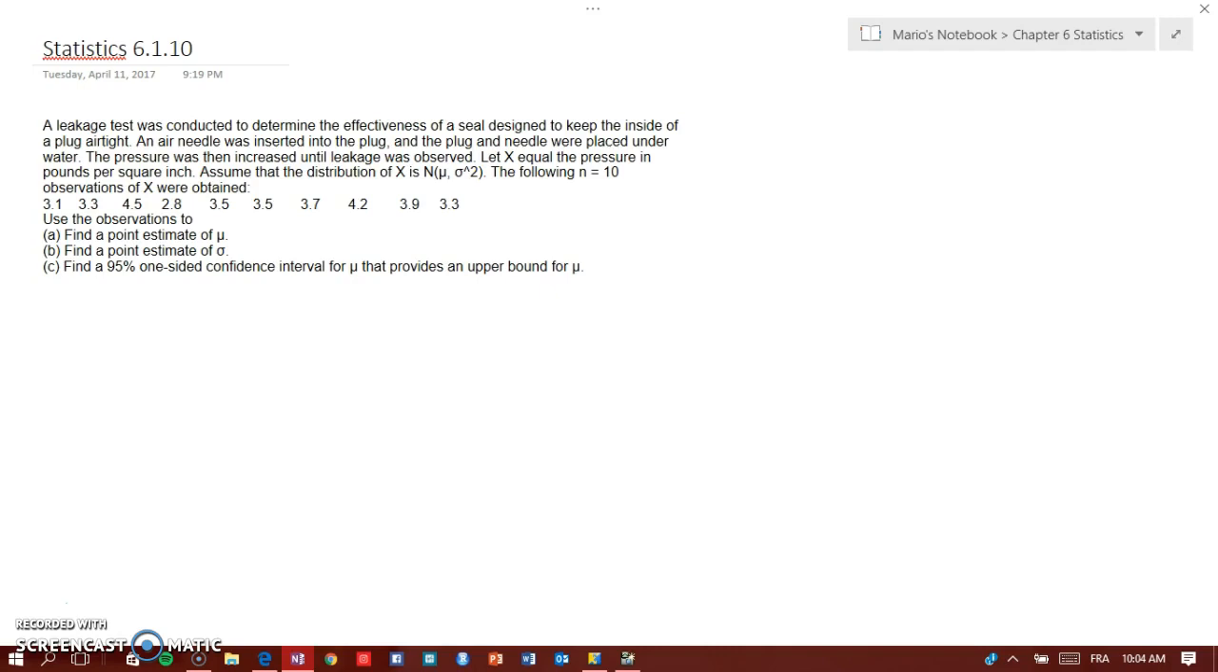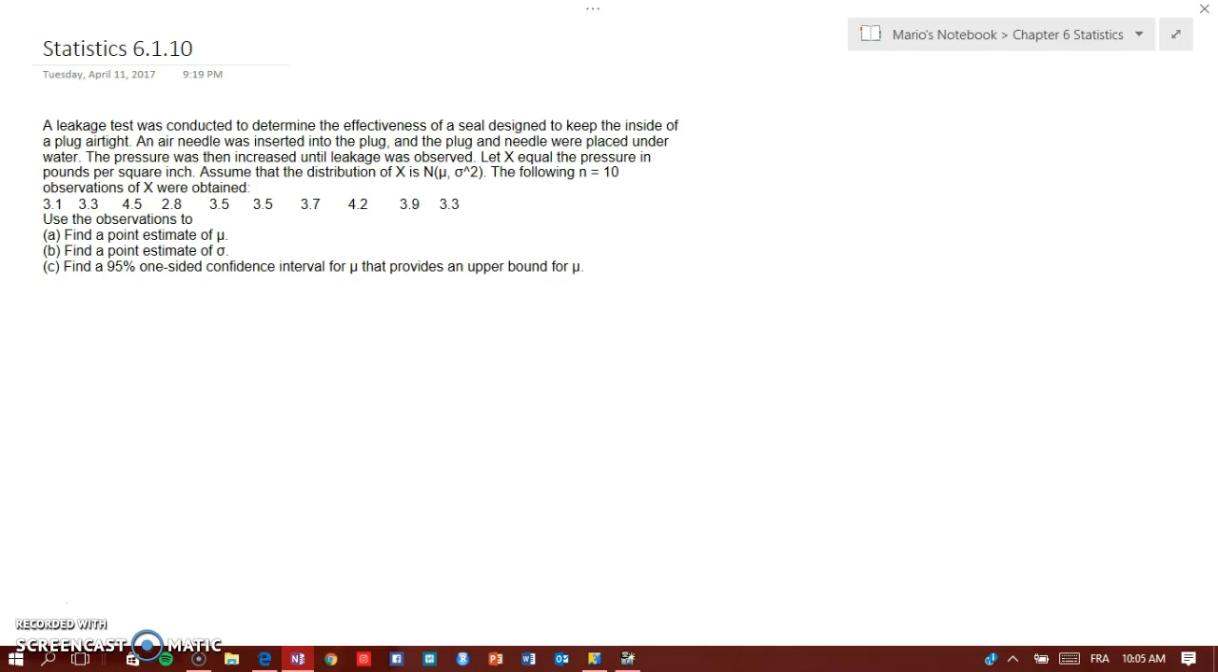Let X equal the pressure in pounds per square inch, and assume that the distribution is normal with mean mu and variance sigma squared, and the sample size n is equal to 10. So what we have right here is part A, part B, and part C: a point estimate for mu and for sigma, and then a 95% one-sided confidence interval.